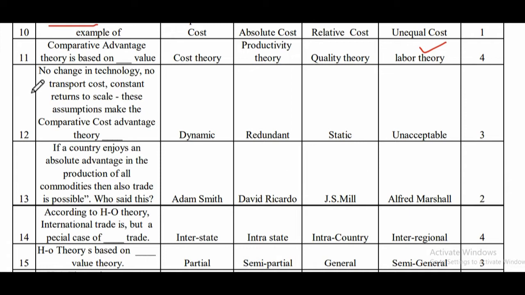Now the next MCQ. No change in technology, no transport cost, constant return to scale. These assumptions make the comparative cost advantage theory dash: dynamic, redundant, static, unacceptable. Now the correct answer is static, because all these assumptions make the comparative cost advantage theory static.